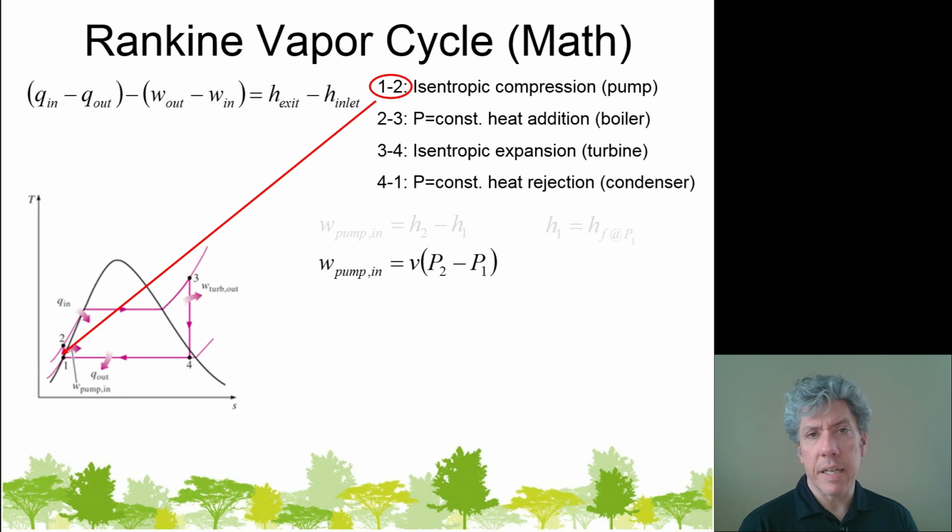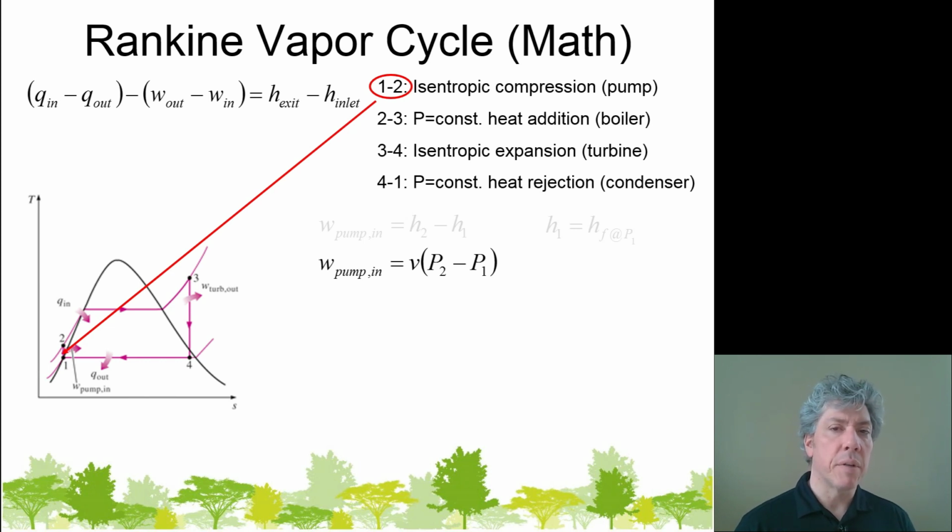This is neglecting any kinetic and potential energy changes across the pump, but it is an isentropic equation, and it's the ideal amount of energy that would be required in the pump if the pump was completely isentropic, in other words, adiabatic and reversible. It's the amount of work that the pump would actually need to take a fluid of a particular specific volume, that's what that first V stands for, and increase the pressure from P1 to P2. So this is the equation we'll use most often for the pump in the Rankine cycle.